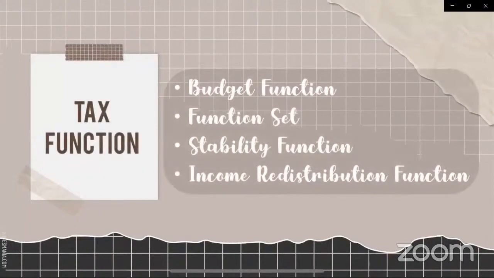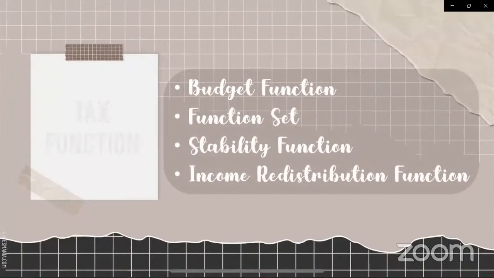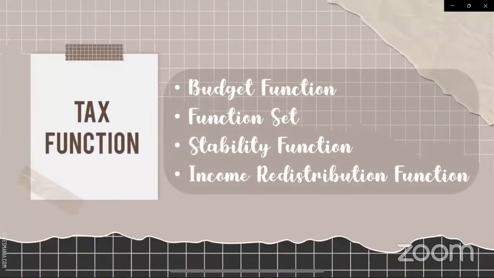We have four functions of tax. First, the budget function or budgetary. As a source of state revenue, tax functions to finance state expenditures. To carry out routine tasks of the state and carry out development, the state needs money. This fee can be obtained from tax revenue.